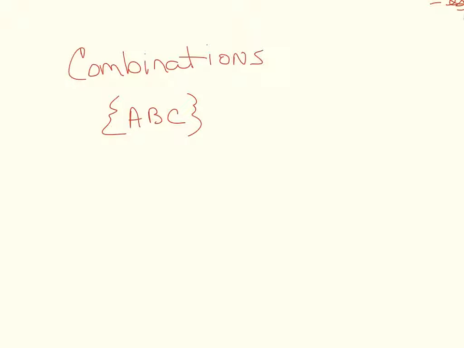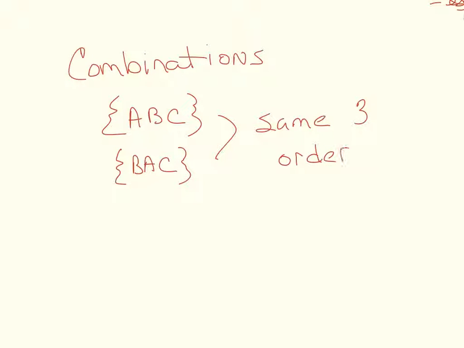If we think about this combination of letters, ABC, and I just change the order to BAC, these are equivalent because it's the same 3 elements. The only thing that's different is order. And with a combination, I really don't care about order. I just want to know how many different combinations I can get out of those 3 letters.